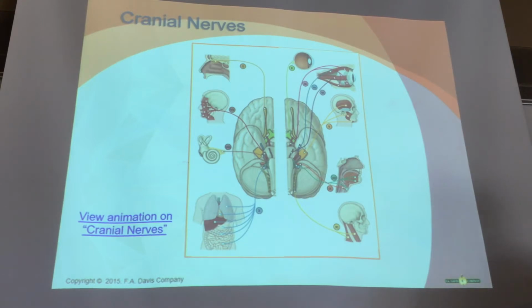Number 7. What's cranial nerve number 7? Facial. Good. Sensory, motor, or both? Both. Good job. This is going to be our facial expressions.